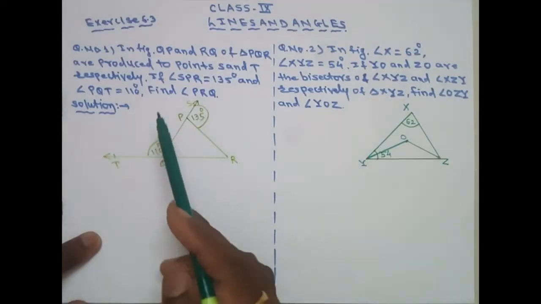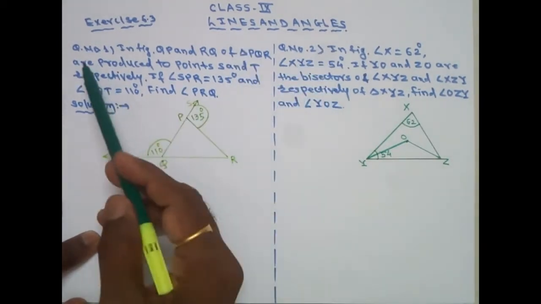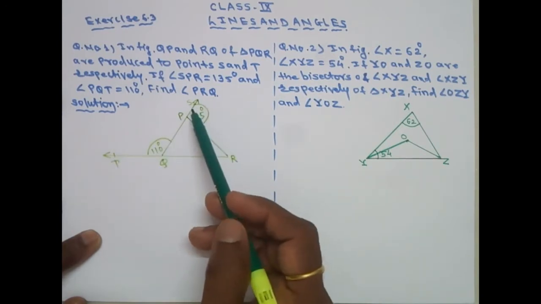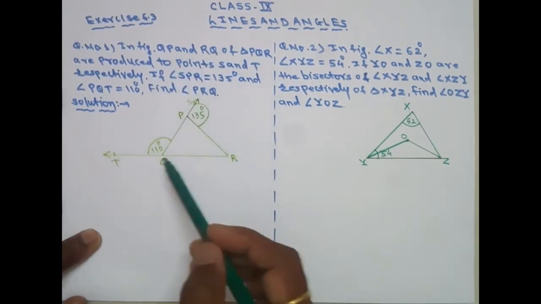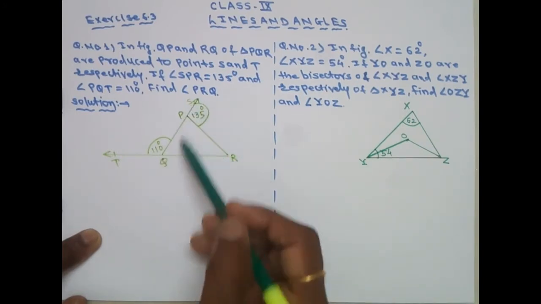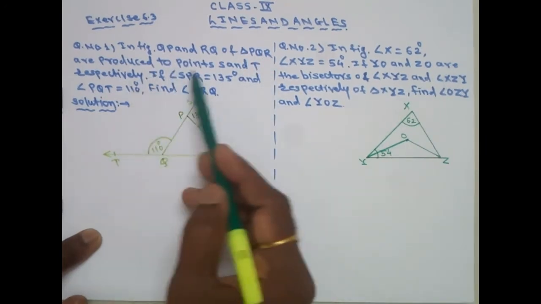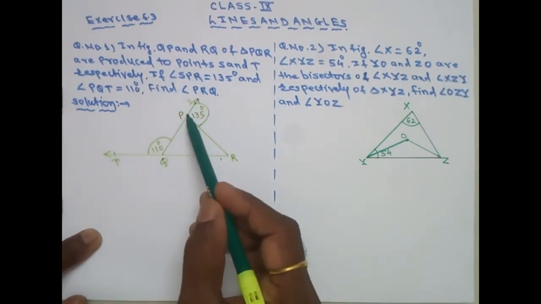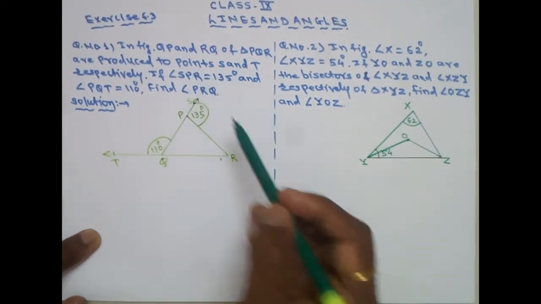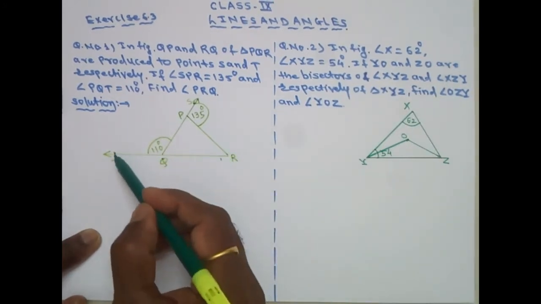Students, see exercise 6.3, the chapter lines and angles. Question number 1. In figure, this is the given figure. In this figure, QP and RQ, these two sides of triangle PQR are produced. QP is produced ahead up to point S, and RQ is extended, produced up to point T.